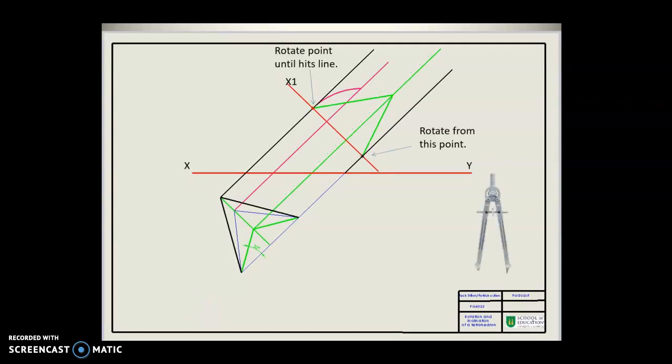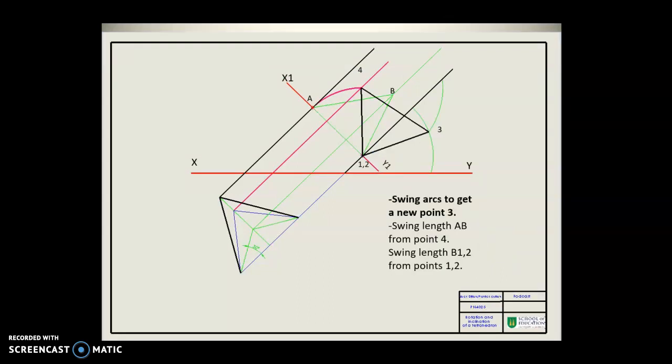Next, we must rotate the base of the tetrahedron to its original angle given to us in the plan. We use our compass for this. When the rotated point hits the auxiliary line coming from the original point in plan, that is the point in the auxiliary. Now we can draw the tetrahedron in its proper position in the auxiliary view. To do this, we must swing 2 arcs. Swing length AB from point 4. Swing length B1, 2 from point 1, 2. Where they intersect is a point on the tetrahedron. You can now draw a finish line over the new tetrahedron.